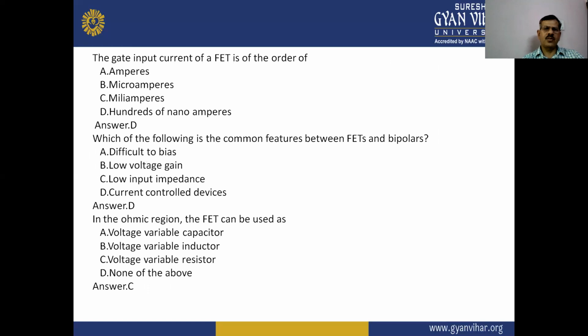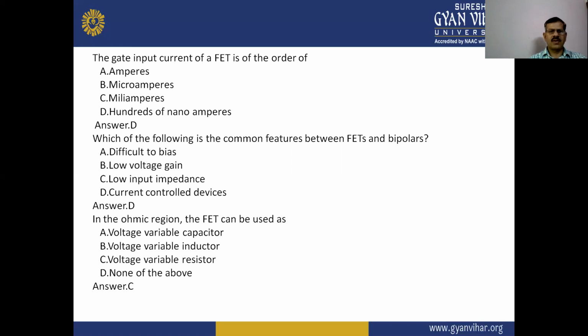Next, the gate input current of a FET is of the order of: option A, amperes, option B, microamperes, option C, milliamperes, option D, hundreds of nanoamperes. So what is the range of the gate input current of a FET? Here the correct answer is option D, hundreds of nanoamperes. That is a very small amount of current, nanoamperes.